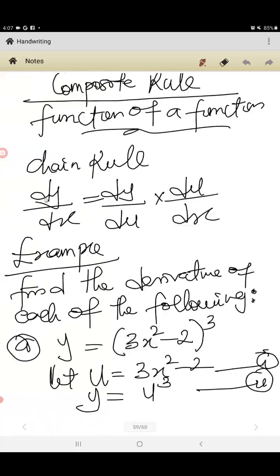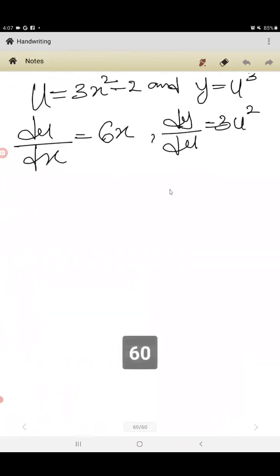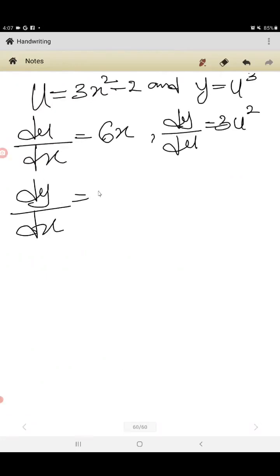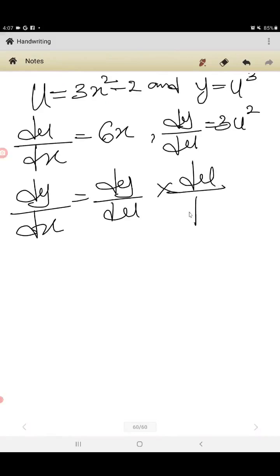Chain rule lets us know that the derivative of y with respect to x is equal to the derivative of y with respect to u multiplied by the derivative of u with respect to x. Therefore, it means that the derivative of y with respect to x gives you the derivative of y with respect to u multiplied by the derivative of u with respect to x.